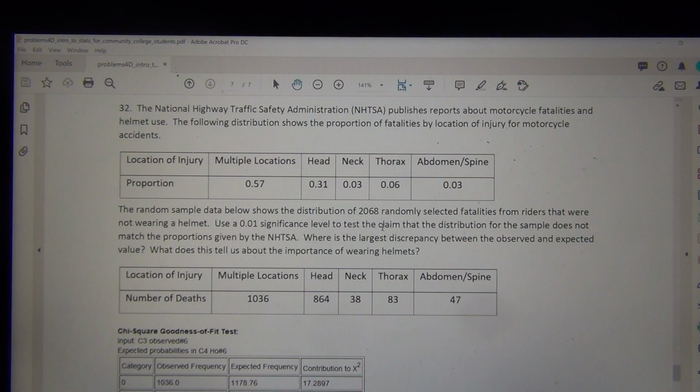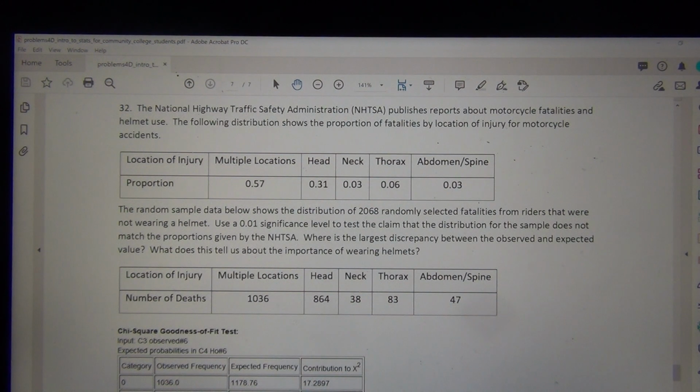So random sample data of 2,068 randomly selected fatalities from motorcycle riders that were not wearing helmets. Use a 1% significance level to test the claim that the distribution does not match the proportion of NHTSA. So here are our fatalities broken up by the part of the body that was injured. And again, what we're trying to see is, does this data fit with the NHTSA percentage data? This is our observed counts, and this is going to be the null hypothesis right here.